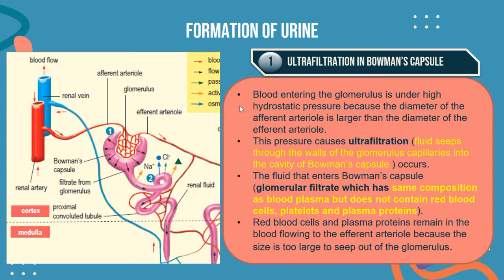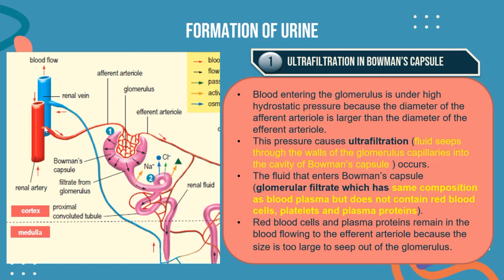First, blood entering the glomerulus is under high hydrostatic pressure. Why? Because the diameter of the afferent arteriole is larger than the diameter of the efferent arteriole. Okay, so let's take a look here.